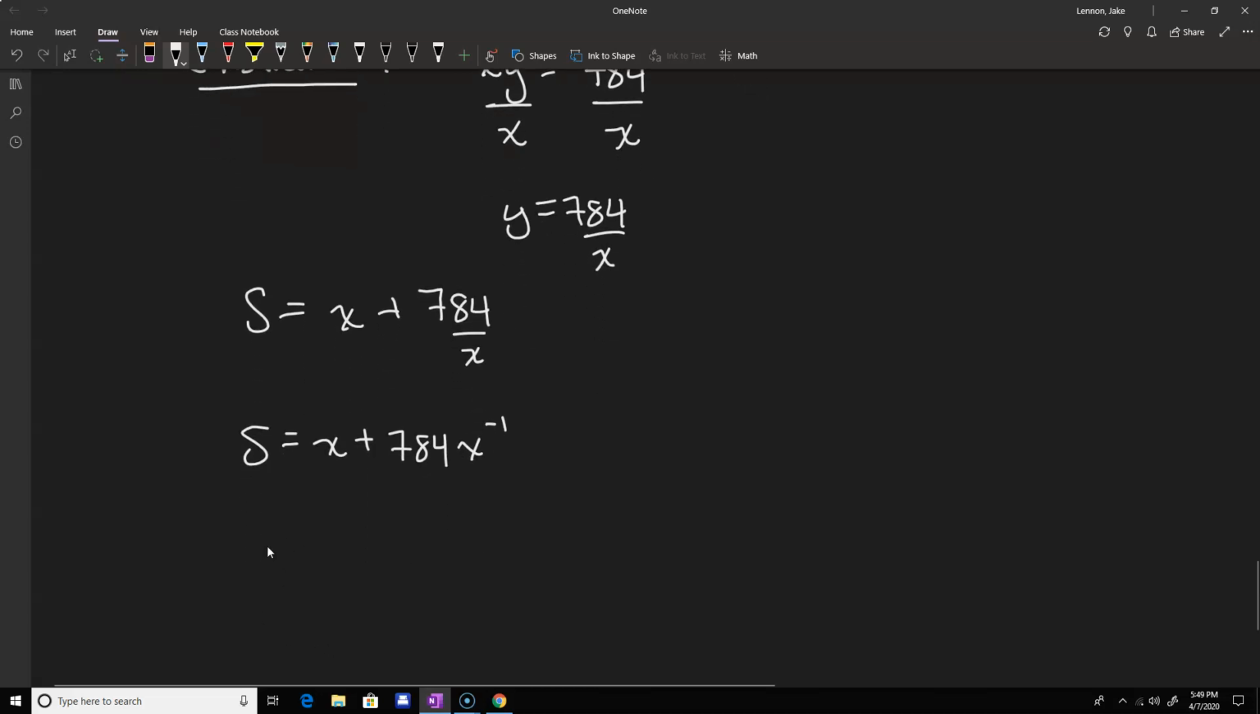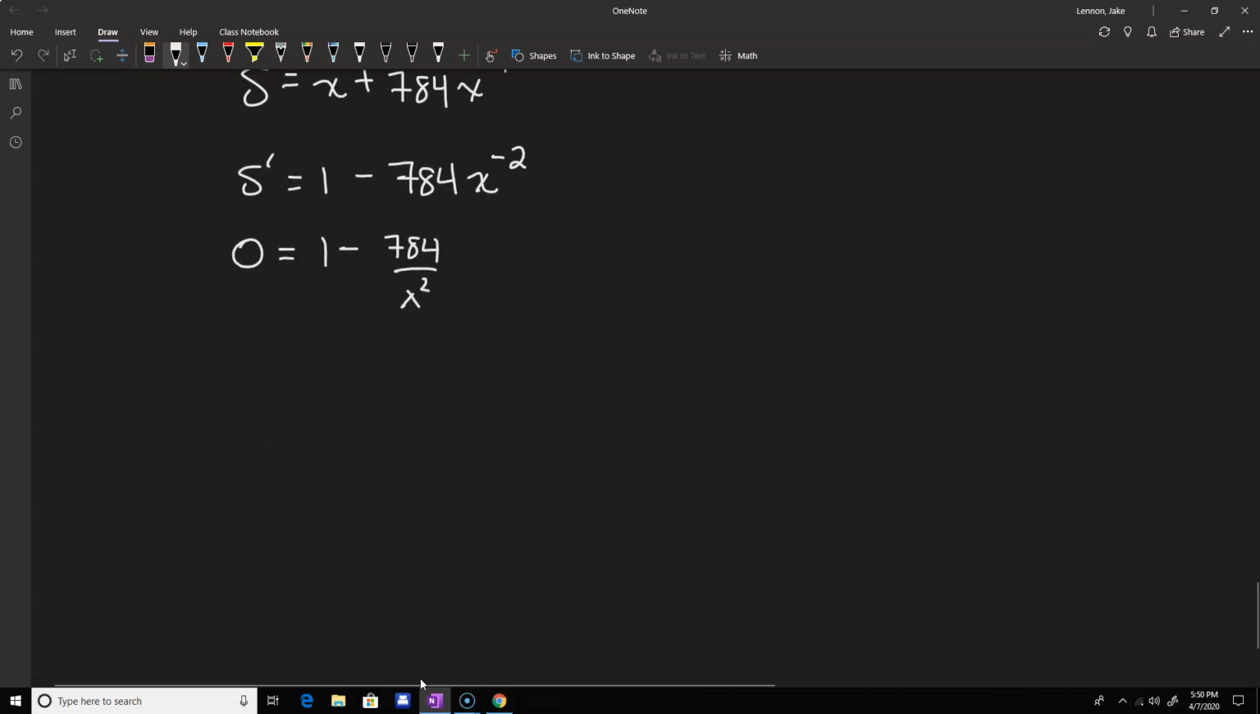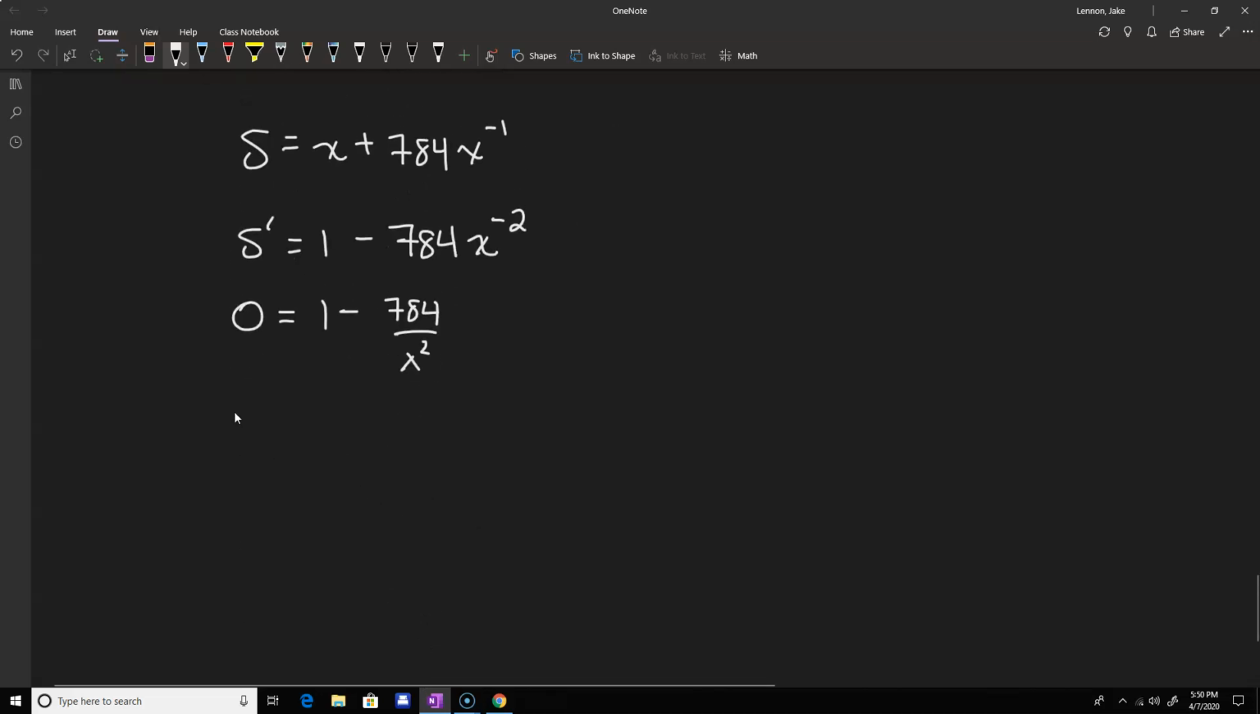So if you do that, we end up with s prime equals 1, and then the negative 1 that comes down is going to make this minus 784, and when you subtract 1 from the exponent, we get x to the negative 2. So we set this to 0 and solve. So 1 minus 784 divided by x squared. Let's move that 784 over x squared to the other side. So 784 divided by x squared is equal to 1. Now we can cross multiply, so we get 784 equals x squared.